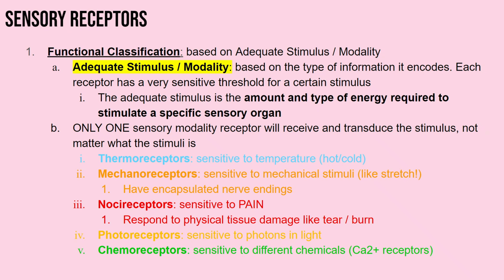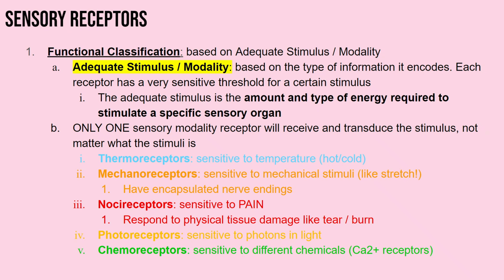So the first way a sensory receptor can be classified is by its function. This is based on the adequate stimulus or modality that it receives information for. That sounds complicated, but it's really not, because an adequate stimulus or modality is just the type of information it encodes. So to break that down further, a functional classification is based on the type of information it encodes, which is also known as the adequate stimulus or modality.